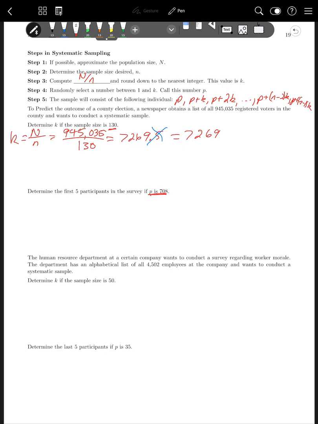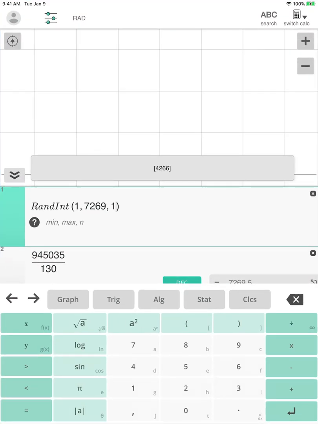To find the first 5 participants, we're just going to start with 708, the first one, and then we're going to add K 4 times to get the next numbers, right? So the next number in our list is going to be 708 plus 7,269, and that will give us our second number. Okay, so I could do all of these in my calculator.